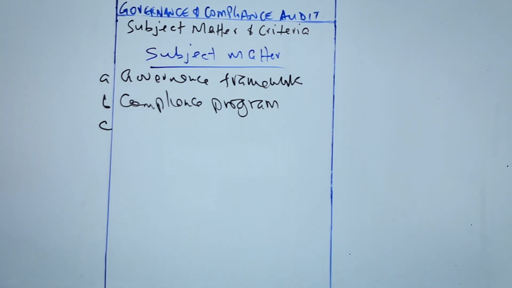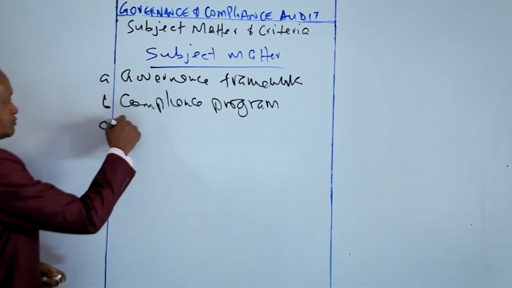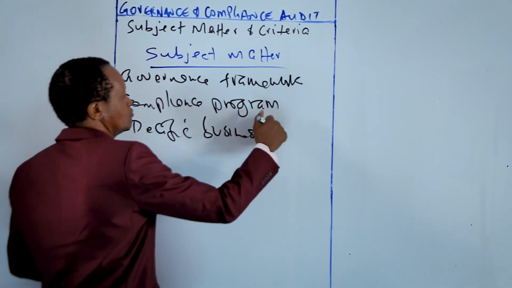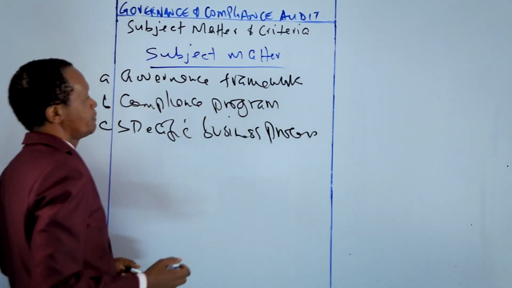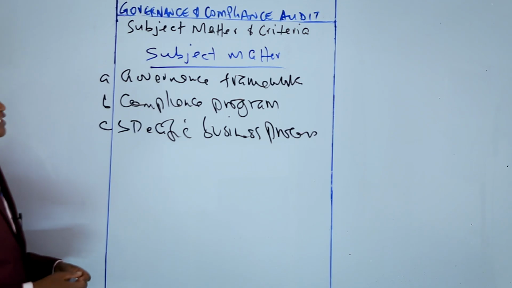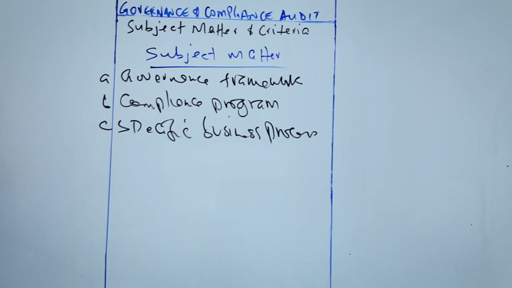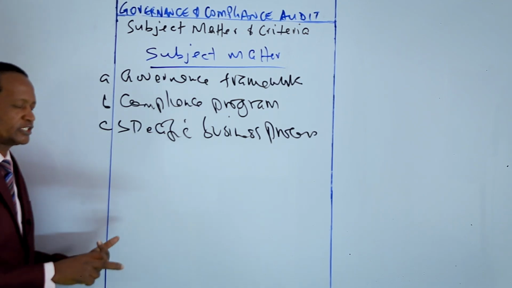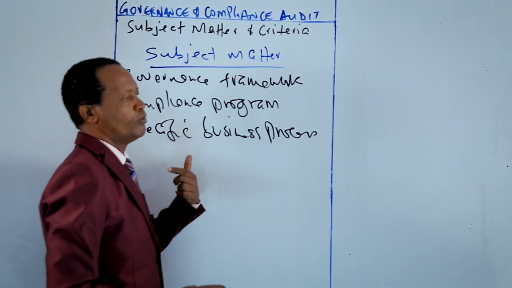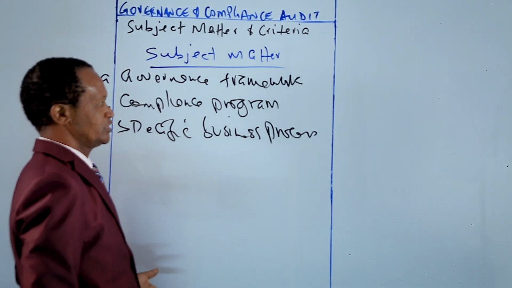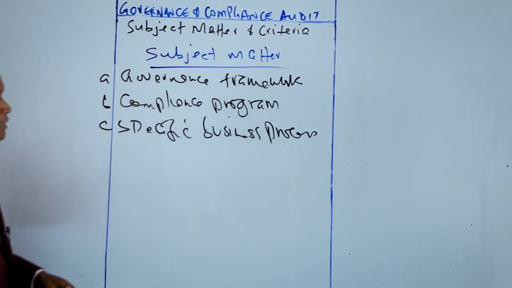Number 3 is specific business process. When conducting a governance and compliance audit, the auditors may also examine a specific business process, like a key operational process, the procurement process, customer complaint handling process, or employee onboarding process. It could be any process within the organization. So that can also be a subject matter.